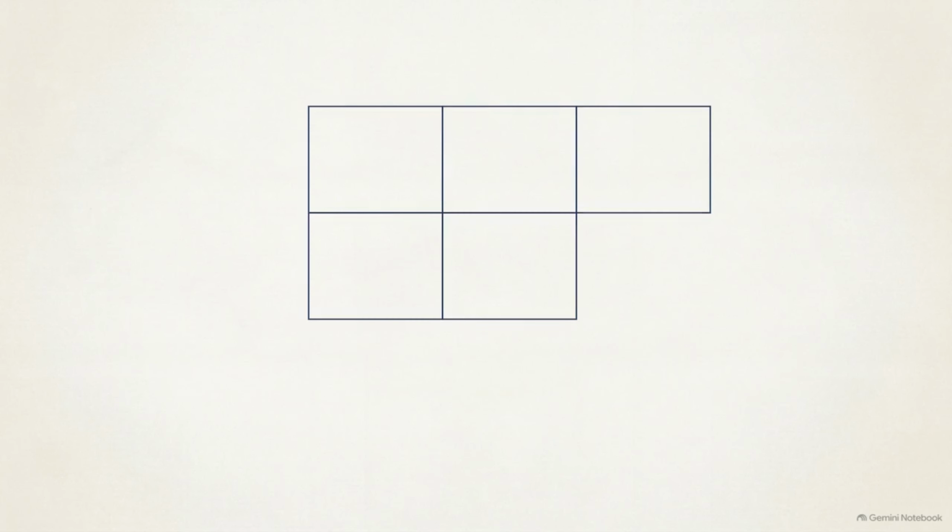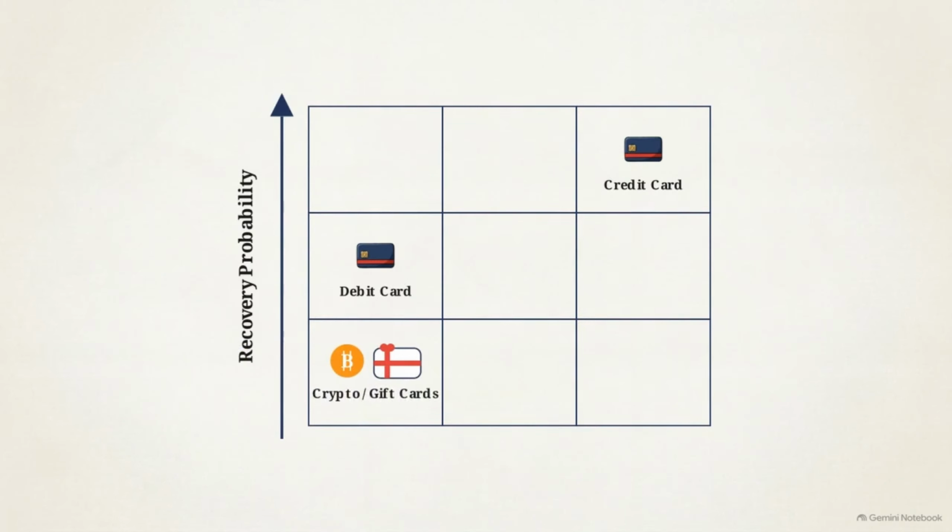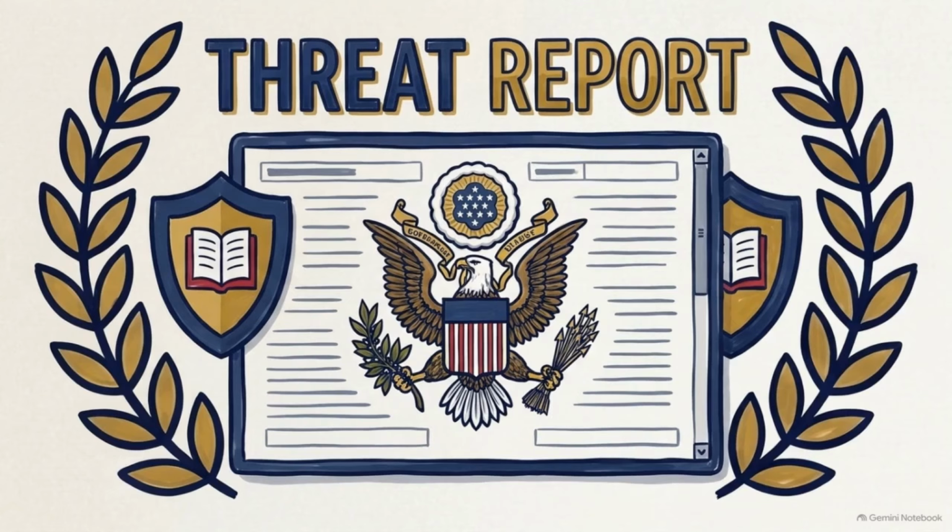This risk matrix shows how your payment method dictates your recovery probability. If you used a credit card, you are in the high probability green zone. If you used a debit card, your bank's reporting window is extremely tight. If the transaction was completed via cryptocurrency or gift cards, the probability of recovery is near zero due to the nature of the protocol. Finally, report the incident to build threat intelligence for authorities like the FTC.